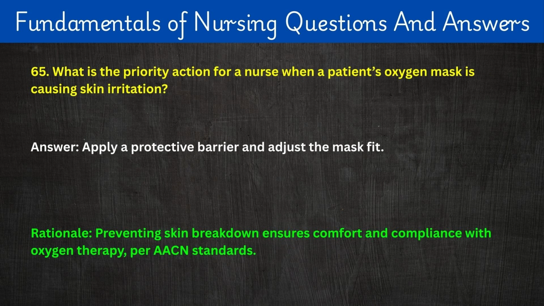65. What is the priority action for a nurse when a patient's oxygen mask is causing skin irritation? Answer: apply a protective barrier and adjust the mask fit. Rationale: preventing skin breakdown ensures comfort and compliance with oxygen therapy, per AACN standards.